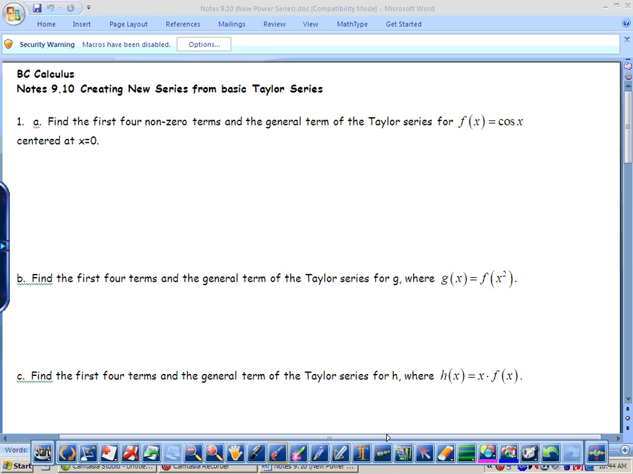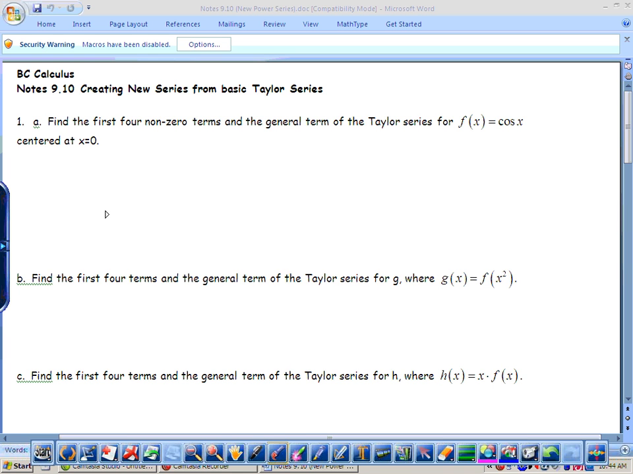All right, but to do that, you have to start with a basic Taylor series. So for part A, we're going to find the first four non-zero terms and the general term of the Taylor series for f of x equals cosine x, centered at x equals 0. The general term is not something that we've really come up with yet. However, it's basically the pattern that you're using so that you could create more terms without having to write out all of those derivatives. So let's just concentrate on writing out the first four non-zero terms for the Taylor series for f of x equals cosine x.